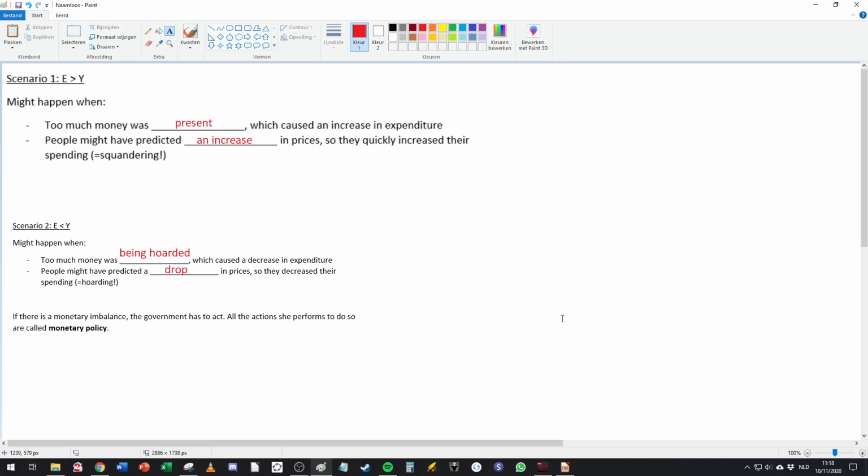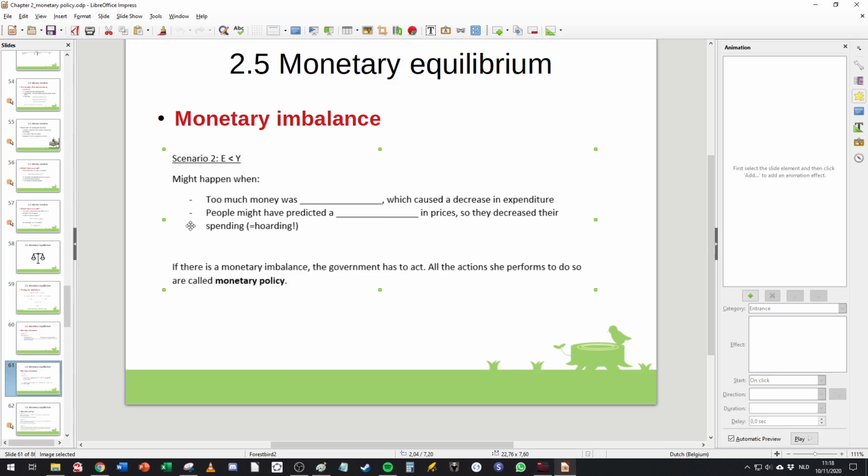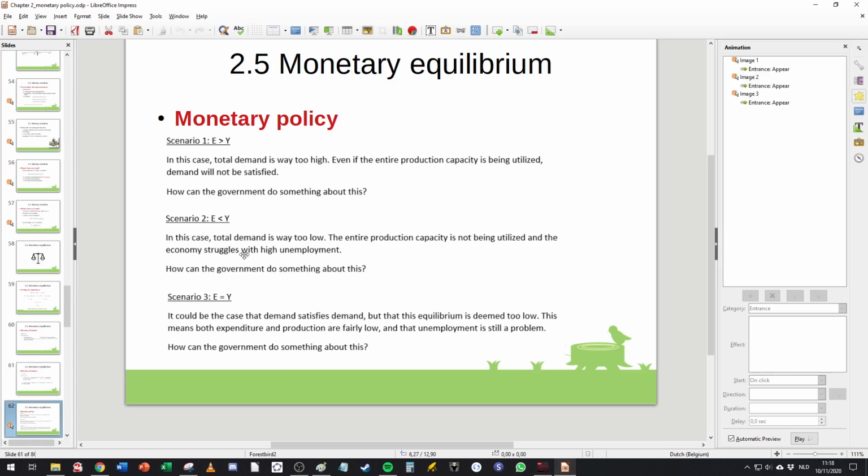So everything we're about to do has to do with monetary policy. So if I go back to my slides over here, you see a lot of things over here. So monetary policy, we have some scenarios and some explanation of what we can do.